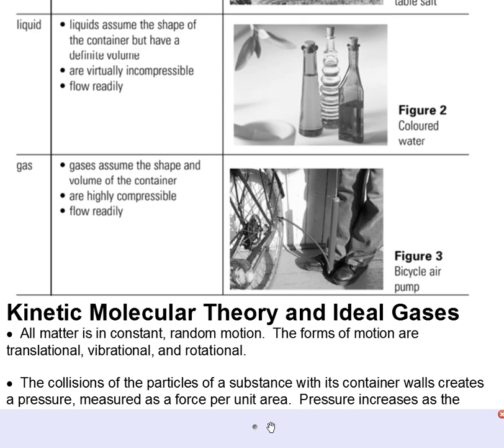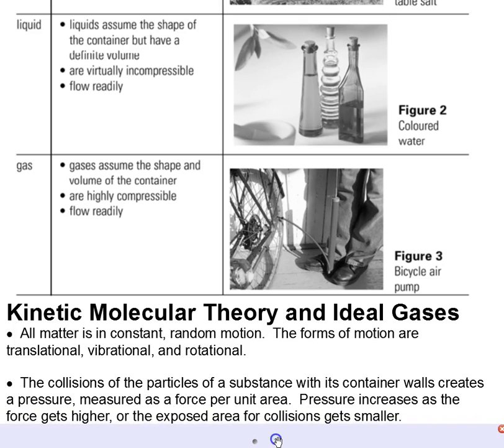Collisions of particles with each other, or more specifically with the container walls, is what we call pressure. So pressure is caused by collisions of particles. In a physical sense, it's defined as a force per unit area, which means that the higher the force, which is caused by the collisions, the higher the pressure. The smaller the area exposed for collisions, the larger the pressure.